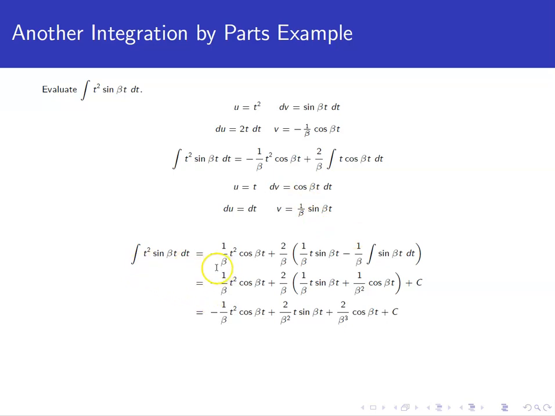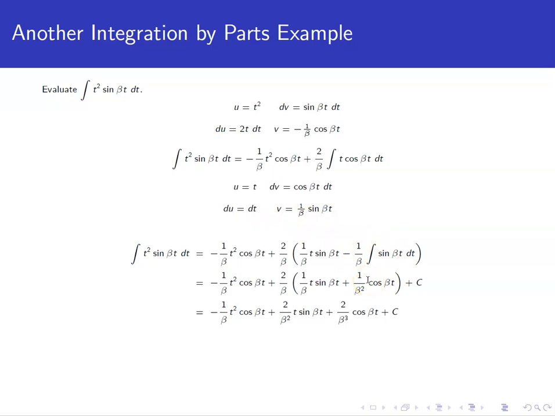So now our integral is that minus 1 over beta t squared cosine of beta t from before. We still have the plus 2 over beta from before. We're replacing this integral now with uv minus v du using the integration by parts formula. So I need to make sure I have parentheses around that whole thing. That 2 over beta needs to be multiplied by the whole thing that we're replacing the integral with. u times v is 1 over beta t sine of beta t. And then minus v du. v du is 1 over beta sine beta t dt, and we can pop that 1 over beta out in front of the integral.